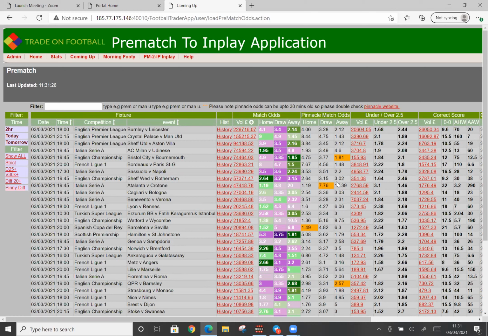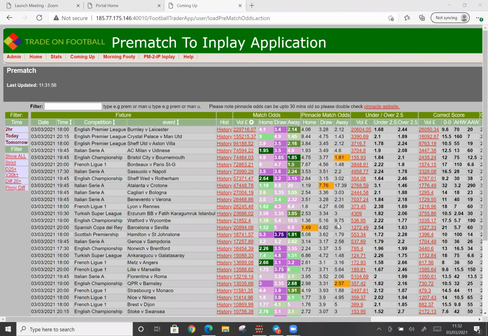Now, what you notice on here, the orange parts, what these orange represent is that there's a difference between the Pinnacle price and the Betfair price. Now, this is of interest to us, but what generally happens, the Pinnacle price begins and the Betfair price sort of follows it.